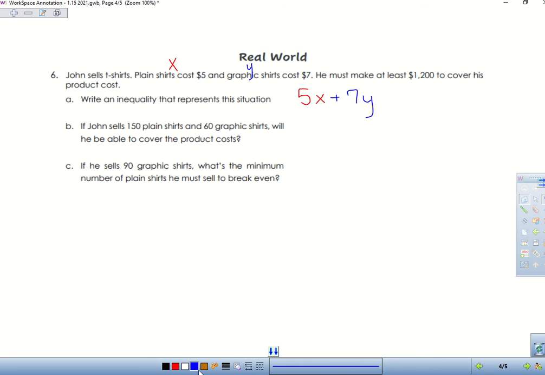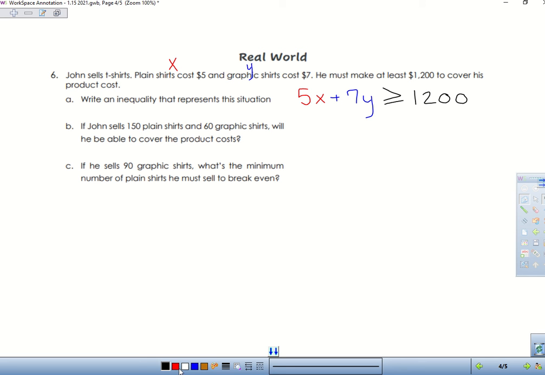Okay? Now, if you need to make at least $1,200, this amount that you make off of the shirts has to be greater than or equal to $1,200. So that means the total amount of money made by selling both shirts, that's why it's a sum, has to be greater than or equal to $1,200. So that's the inequality. Now this is in standard form. Now you could manipulate it into slope-intercept, but in this case it's not really necessary to do that.